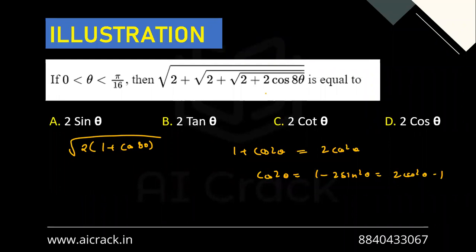So whenever I see something of this sort, my mind automatically triggers this one, just the habitual part. Even if it doesn't make sense over here, just make a habit. If you see something of this sort, 1 plus cos 2 theta, 1 plus cos theta, your mind automatically should trigger 2 cos square theta.